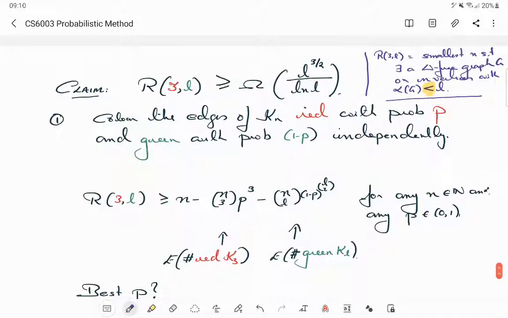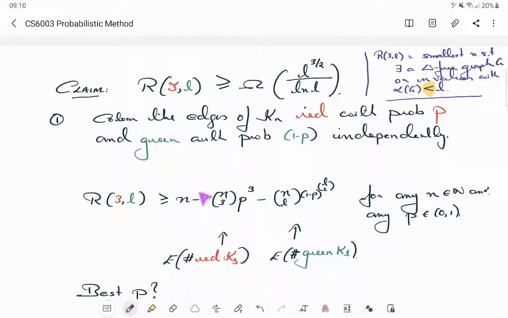Now I want you to just stare at this line and understand it. I am claiming that R of 3 comma L is lower bounded, for any n and any valid probability p that you can choose, by this expression: n minus n choose 3 times p cubed, minus the second term. You should be able to recognize this number immediately as the expected number of red K3s, and this expression you should realize quickly as the expected number of green KLs.